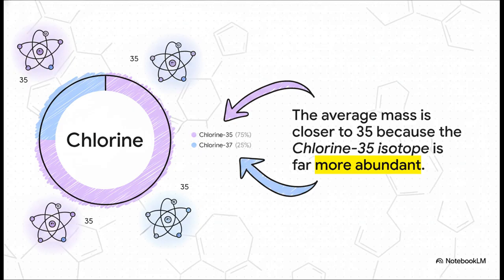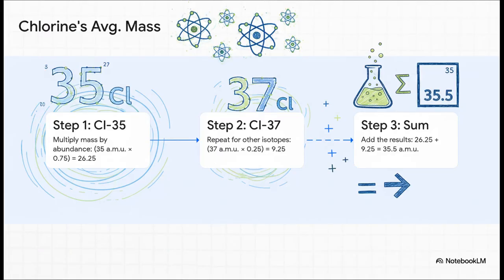If you scooped up a random sample of chlorine from anywhere on Earth, about 75% of it would be the lighter version, chlorine-35, and the other 25% would be the heavier one, chlorine-37. So right away, you can guess the average is going to be a lot closer to 35 than it is to 37, right? And the math totally backs that up. It's actually pretty straightforward. You take the mass of the first isotope, 35, and multiply it by its percentage, which is 0.75. Then you do the exact same thing for the other one, 37 times 0.25. You add those two numbers together and boom, 35.5 AMU. And that's the exact number you see on the periodic table.